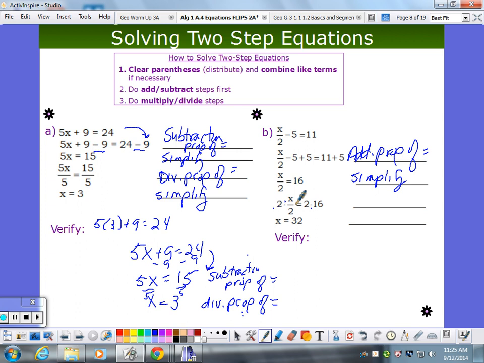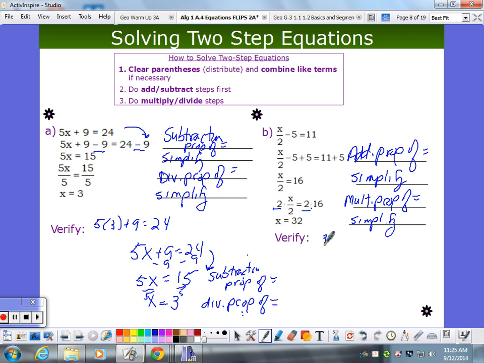Then I'm multiplying both sides by 2. Who says you can multiply both sides by 2? Multiplication property of equality. And then we simplify it again.